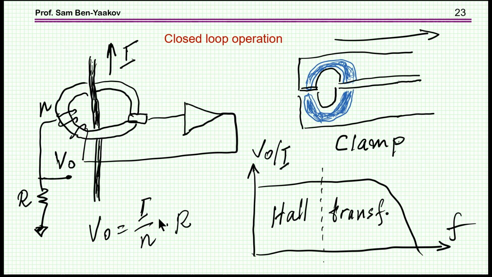Up to now, I've spoken about the open loop operation. A class by itself is the closed loop operation. Looks similar, but it's different. That is, we still have this ferromagnetic path here. We have the whole element here, Hall effect element. But in this case, we operate closed loop.